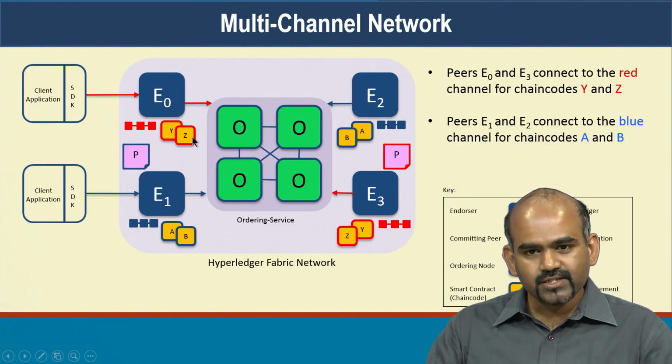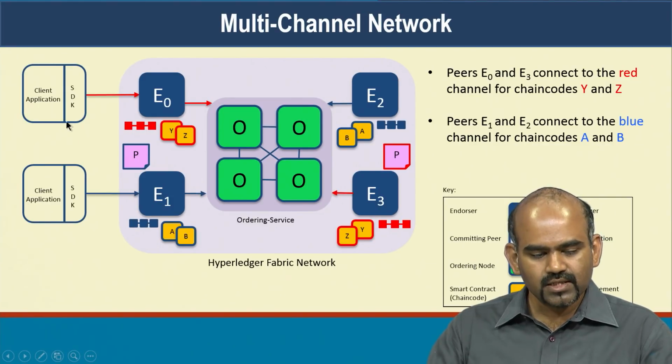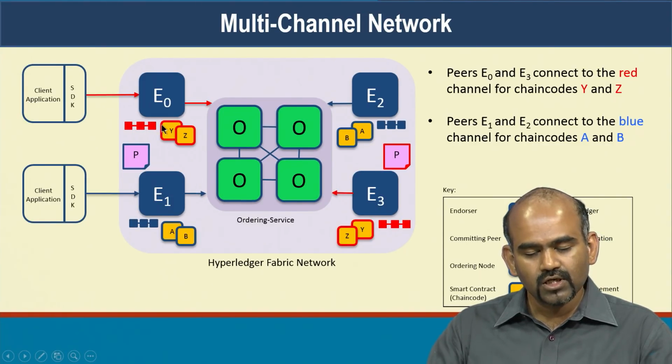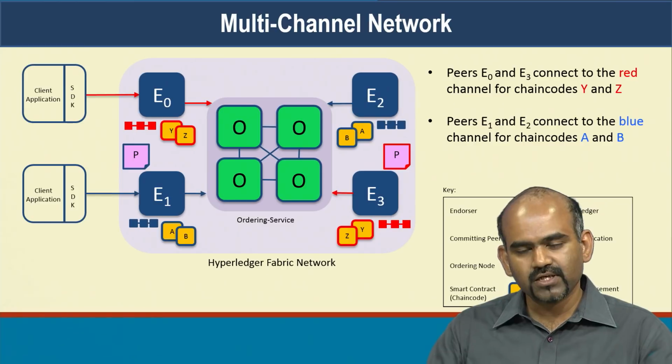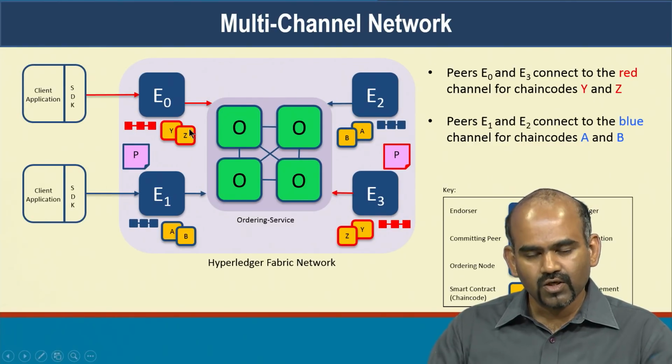So that instantiation is also a transaction that is recorded on the blockchain. Not just the client invoked transaction, but the instantiation of the chain code also forms a transaction on the blockchain. So there will be a transaction that says that this particular chain code has been instantiated on this channel. So that will form a transaction in itself.